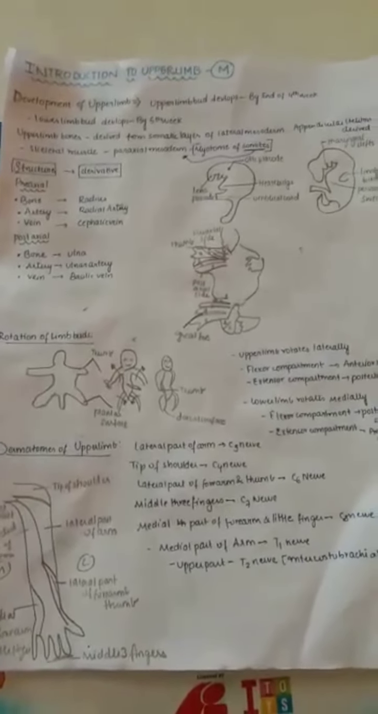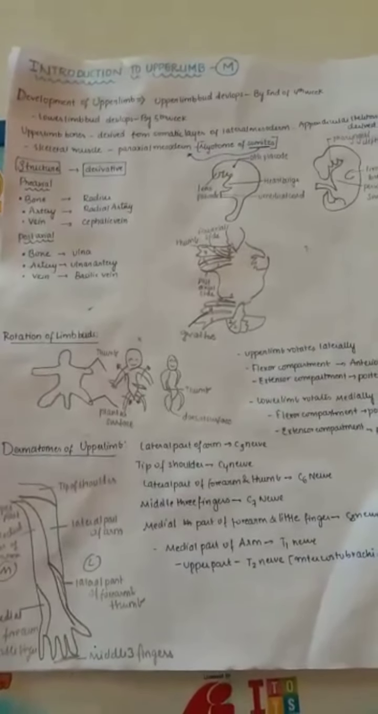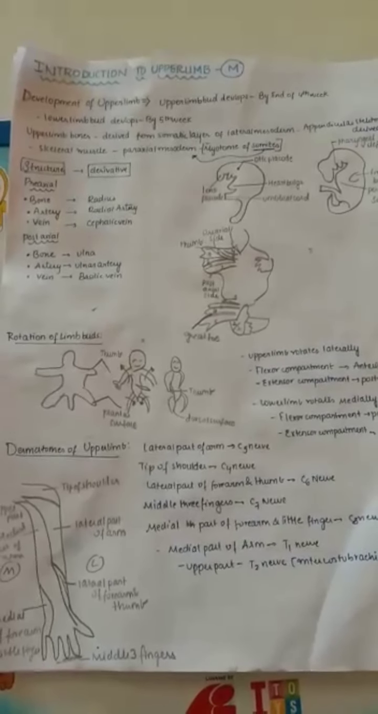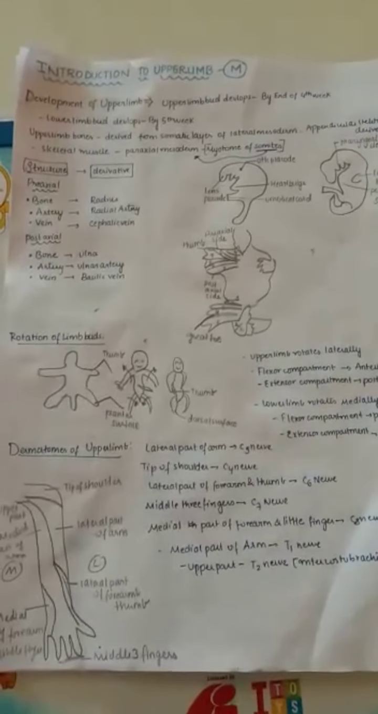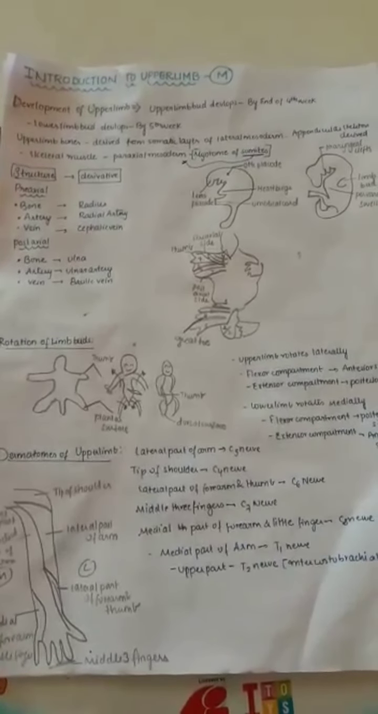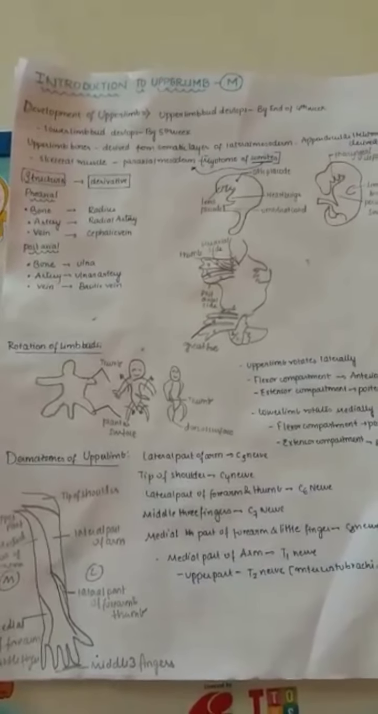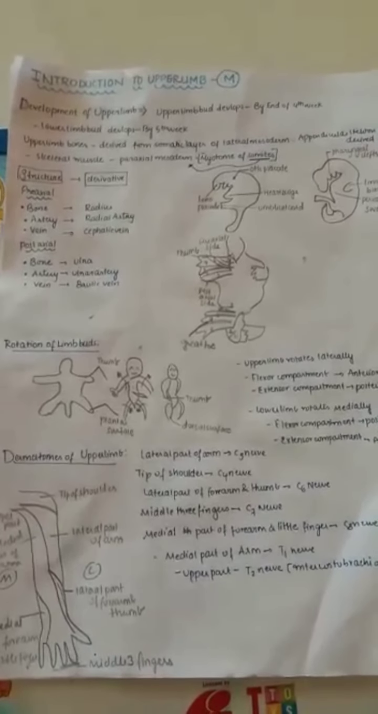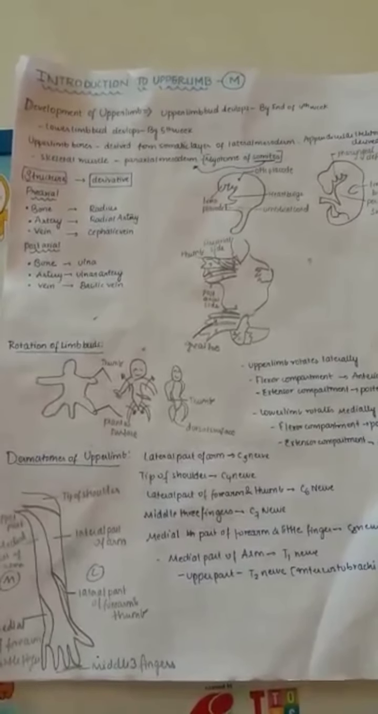Today we are going to complete the whole upper limb. So first let us see the development of upper limb. The upper limb bud develops by the end of the 4th week, and the lower limb bud develops by the beginning of the 5th week. The upper limb bones are derived from the somatic layer of the lateral mesoderm, that is, the appendicular skeleton is also derived from the lateral mesoderm of somatic layer, and the skeletal muscle is derived from paraxial mesoderm, that is, by myotome of somites.